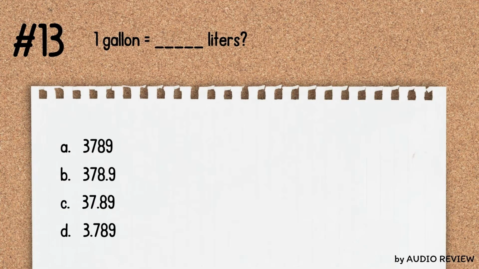Question number 13. How many liters are there in 1 gallon? A. 3,789. B. 378.9. C. 37.89. D. 3.789. The answer? It's 3.789 liters or 4 liters. Remember that in 1 gallon, there are 3.789 liters.